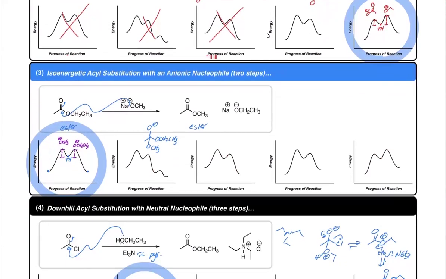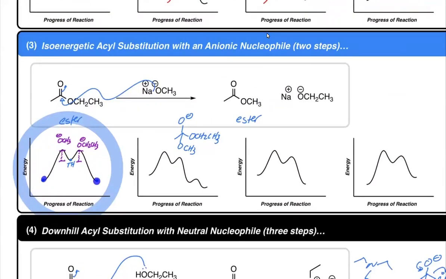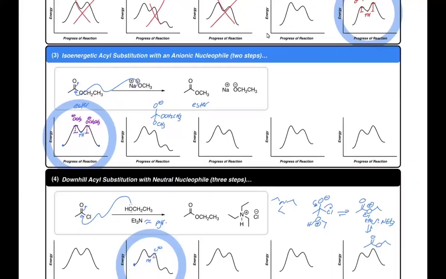We then looked at an isoenergetic acyl substitution, going from one ester to another ester. In the diagram, the start and end were the same, because esters are approximately equal in energy, and from the tetrahedral intermediate, the energy of activation in the reverse direction and the forward direction is approximately the same, because the leaving groups in the tetrahedral structure were approximately equal in their leaving group propensity.